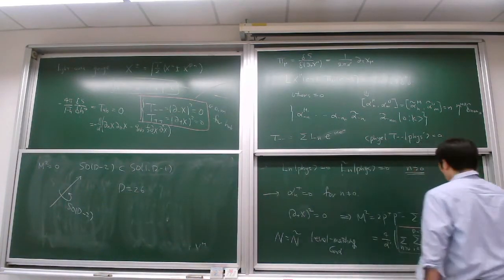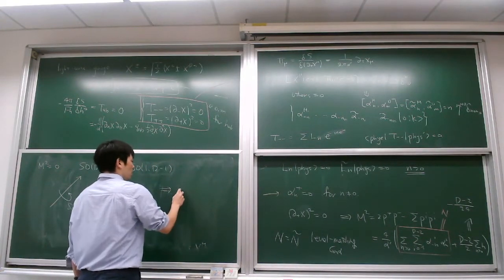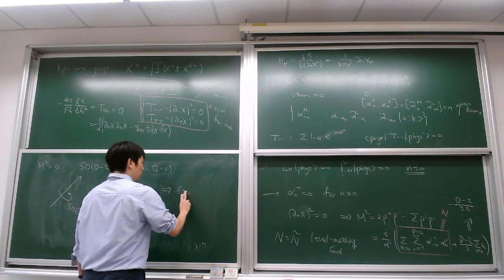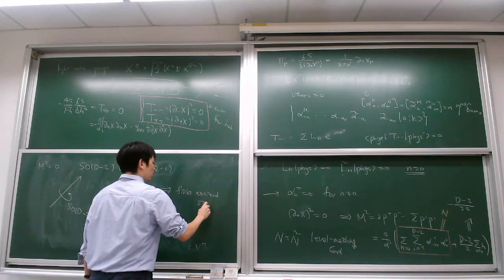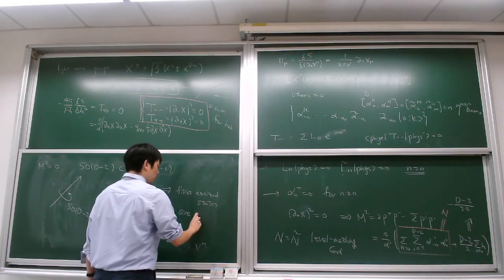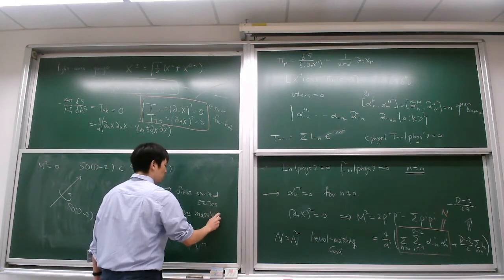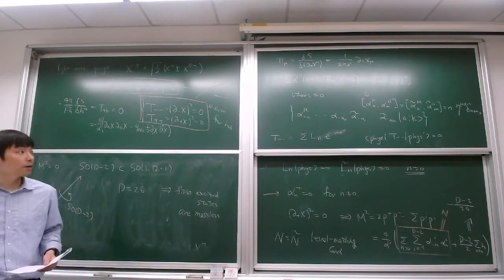Then the first excited states are massless, and invariant under SO d minus 2. Okay, so that's what we have learned, and we are going to move on to conformal field theory.